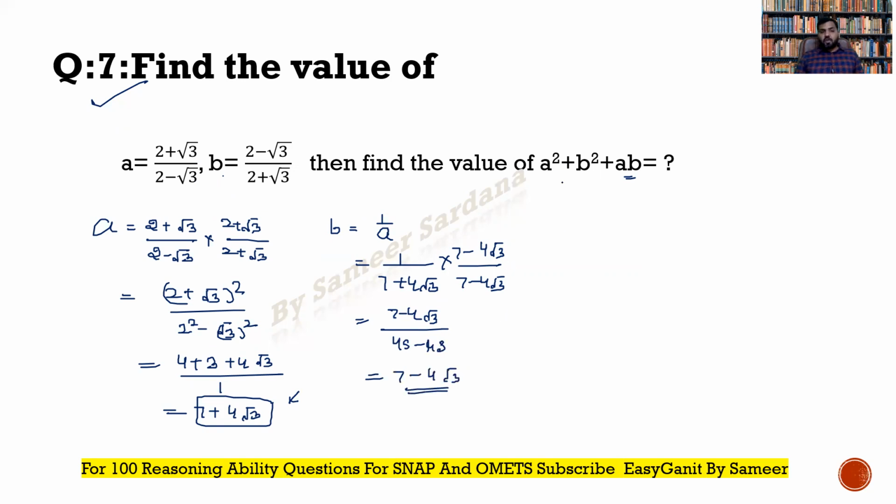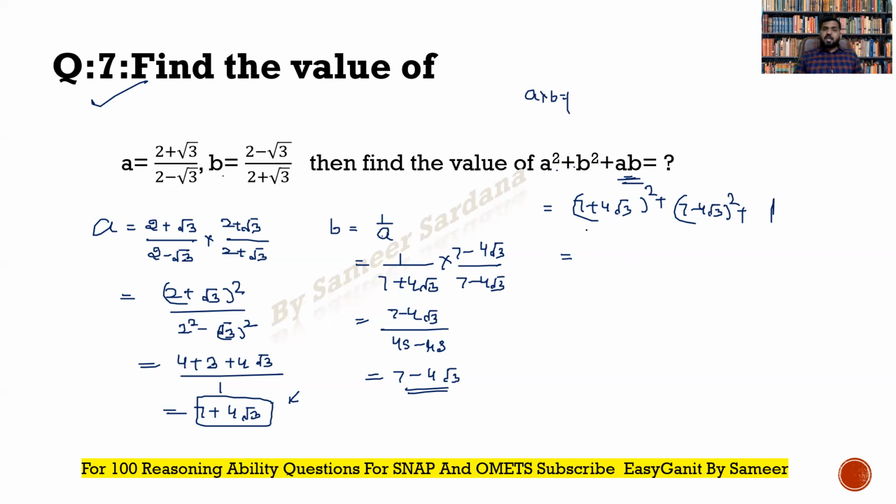Now, this is what I want to find out. A square plus B square plus AB. So you see that A square is 7 plus 4 root 3 whole square, and B square is 7 minus 4 root 3 whole square. Plus A into B, you can see here, B is 1 upon A, so A into B is equal to 1. That will be my final answer, right?